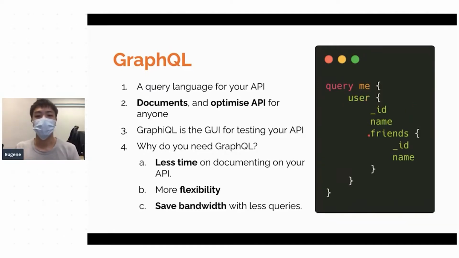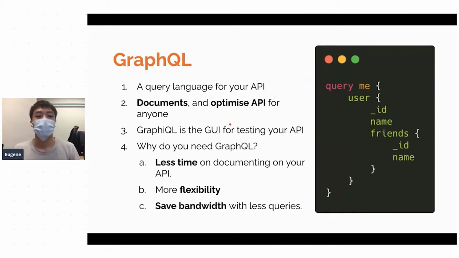In this example, you can see that I'm getting a me with an ID, name, and friends. And for each friend, I want to get the ID and the name. Right? GraphiQL is the GUI for testing your API, so you don't have to use Postman and guess what the URL of the particular API is.